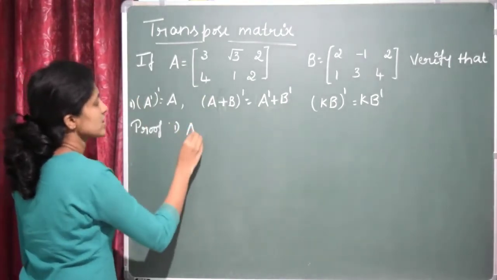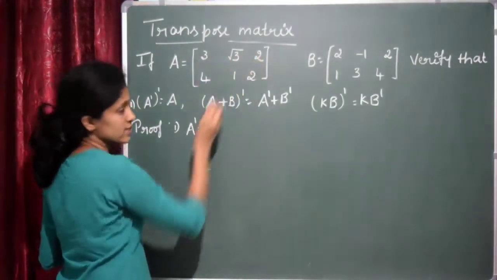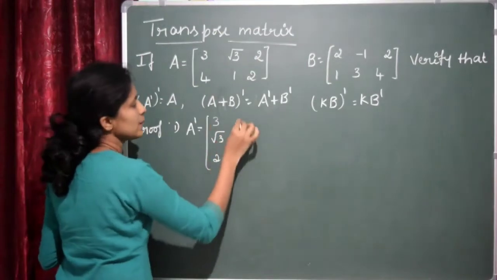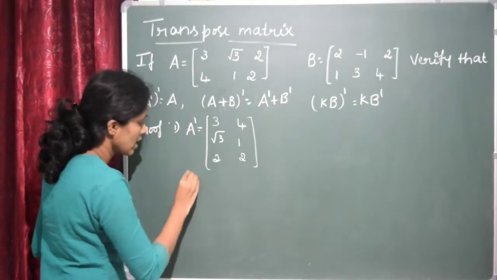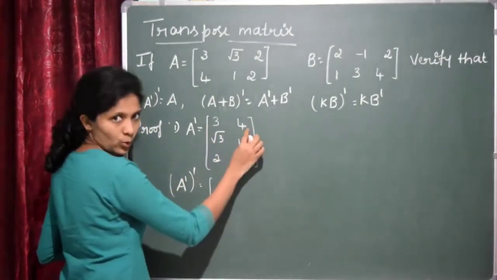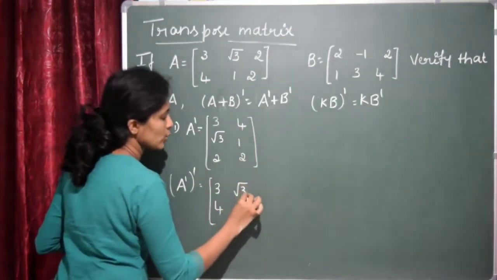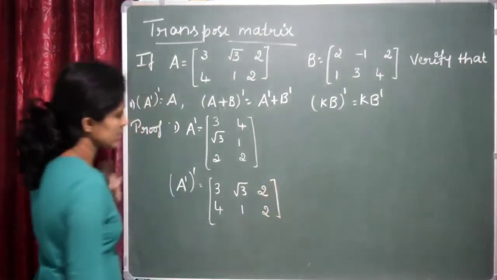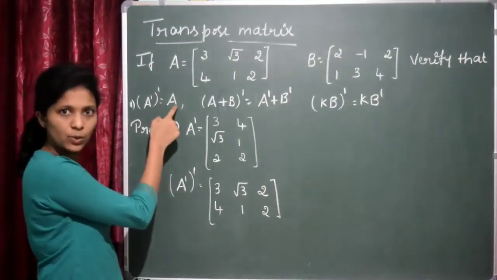What is A'? You have to interchange the rows and columns. So the rows become columns: 3, root 3 and 2, and this will be 4, 1 and 2. This is A'. Now (A')', again you have to find the transpose of that. This is a row 3, 4, and I have to write that as a column: 3, 4, then root 3 and 1, then 2 and 2. It's clear? Both are the same, 3 root 3 2, 4 1 2. So (A')' will be equal to A.